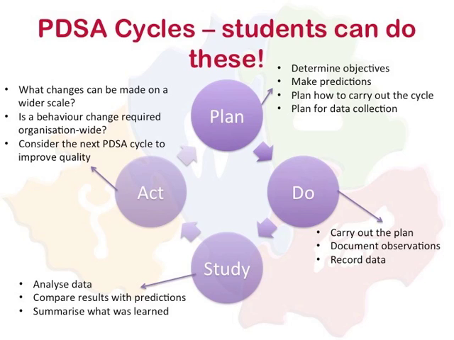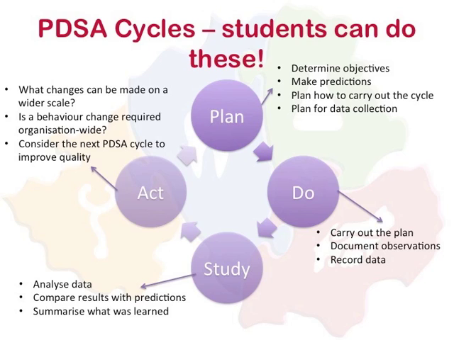So the first stage is plan, so you determine the objectives, make predictions, plan how to carry the cycle, and plan how you're going to collect data on your improvement. Next you do, so you carry out the plan on your improvements, record the observations, and then record the data. You study, so you then analyse the data that you've collected, compare the results of what you've changed with what your benchmark was and what the previous performance of the system or the process was, and then you summarise what was learnt. And then the act.